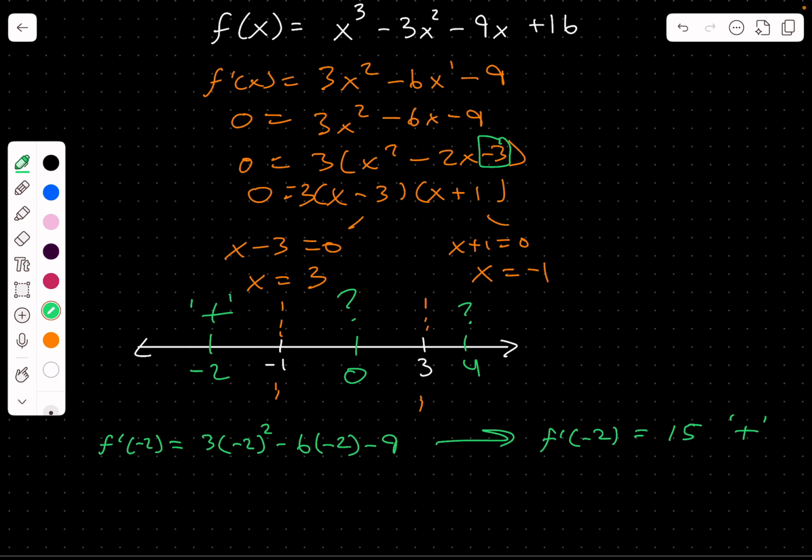Now let's do our next one. F prime of 0 equals 3 times 0 squared minus 6 times 0 minus 9. So f prime of 0 is going to spit out negative 9. So we get negative.